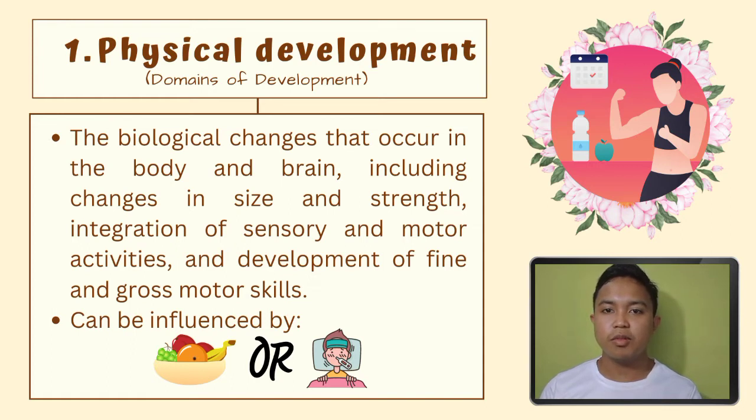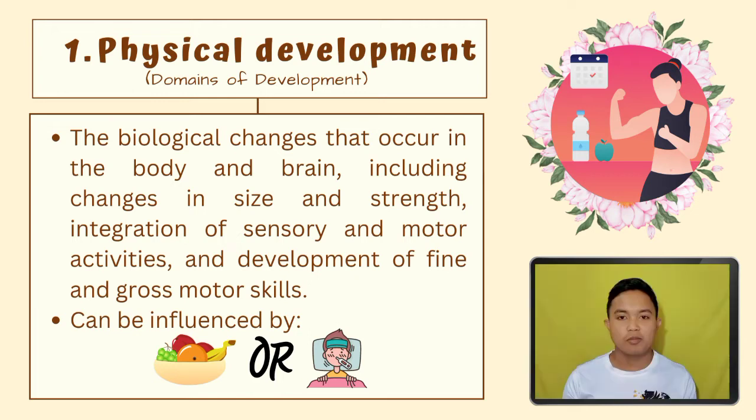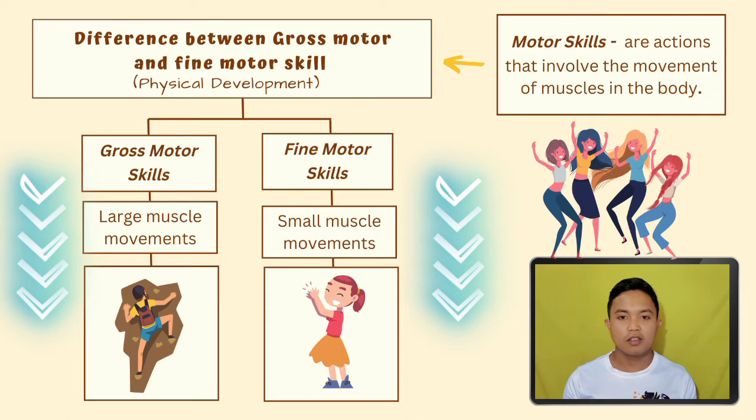Because children are prone to diseases, their immune system is still developing, and they need a healthy diet to grow. Accordingly, to the domain of physical development: motor skills are actions that involve movement of muscles in the body. There are two kinds of motor skills, the gross and fine motor skills.